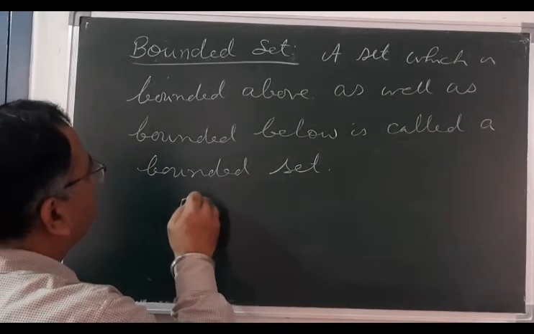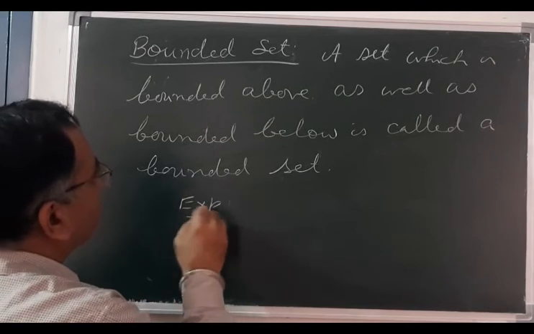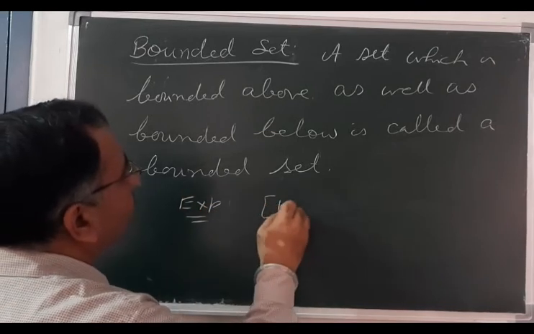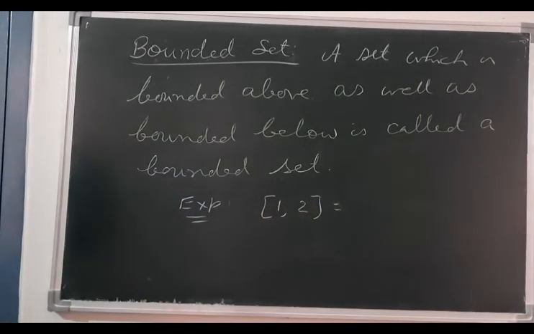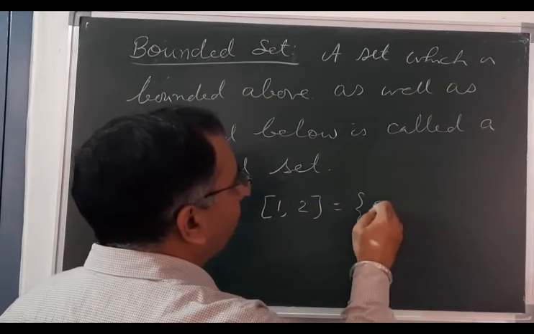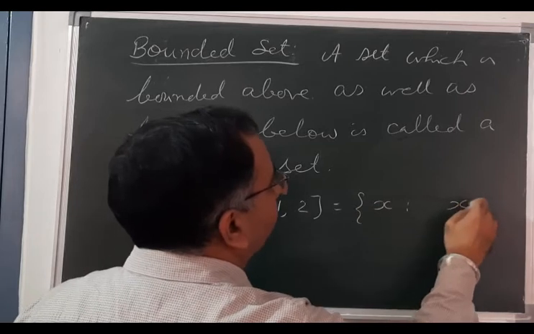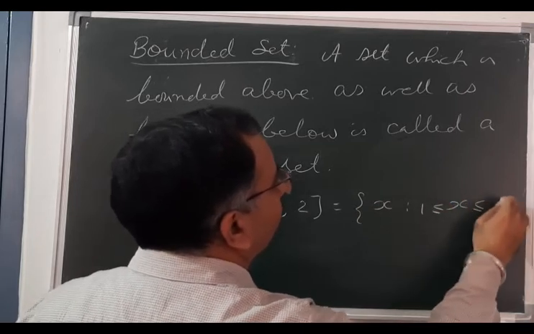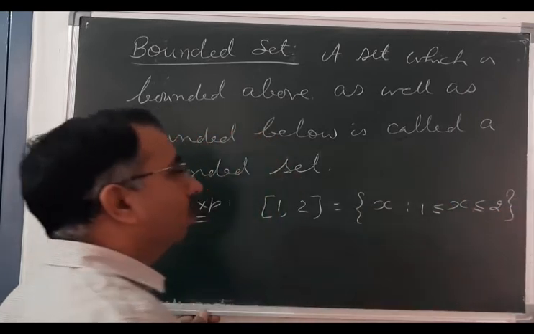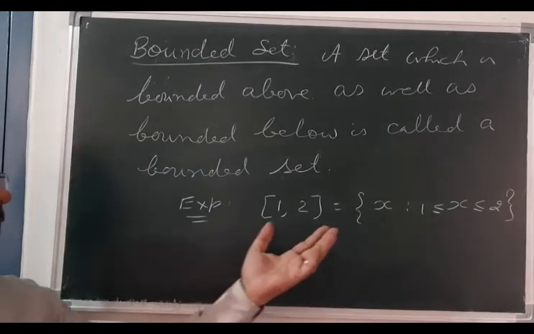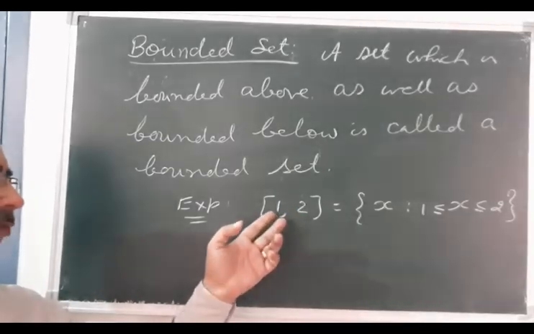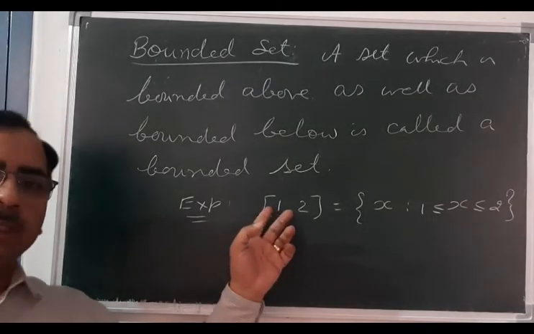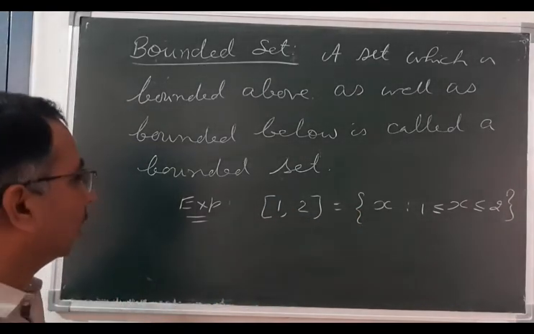So for example, consider the interval 1 to 2. So this is a bounded set. So what is this set? This is all x which are greater than or equal to 1 and less than or equal to 2. So since every element of this set is less than or equal to 2, it is bounded above. Every element is greater than or equal to 1, it is bounded below. Therefore, it is a bounded set.